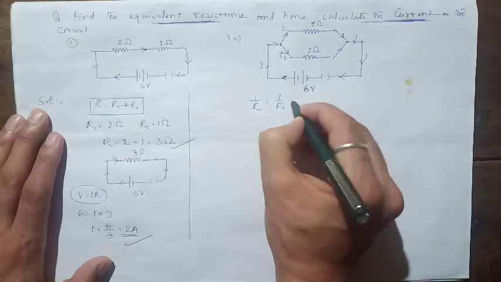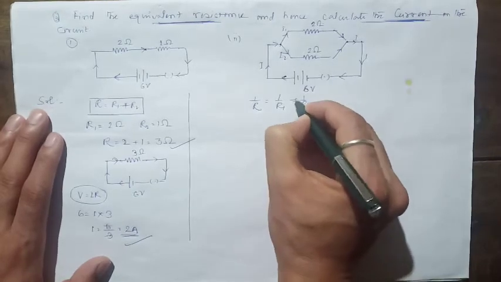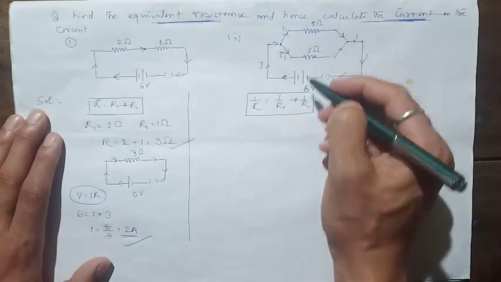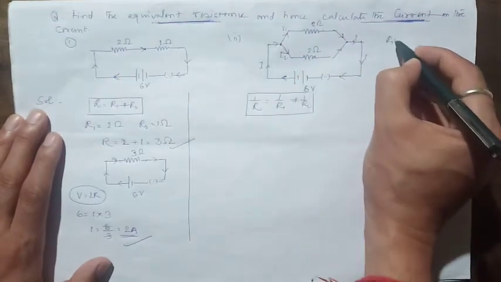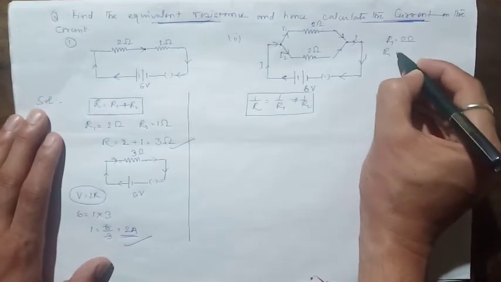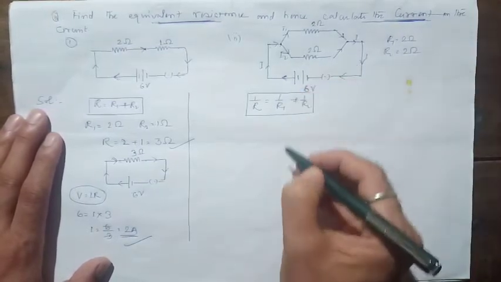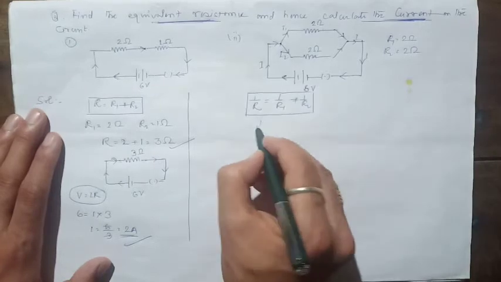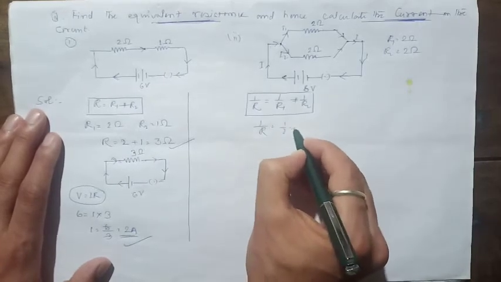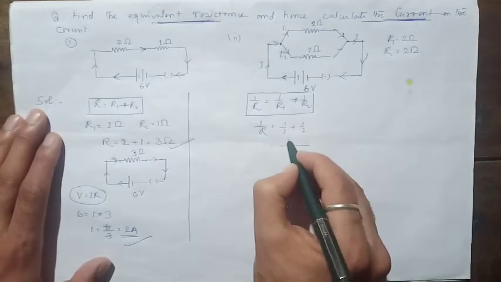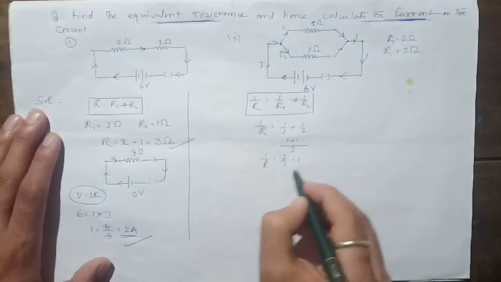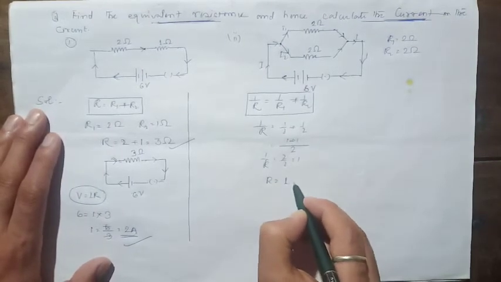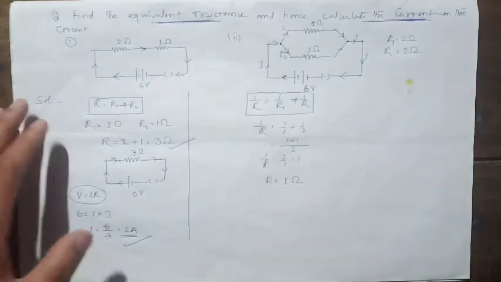So let's say 1 by R equals 1 by R1 plus 1 by R2. This is how we calculate resistors in parallel. So these two resistors are connected in parallel, so this formula will be used. Let's say this is R1, which is of value 2 ohms, and suppose R2 is also of value 2 ohms. So let's substitute here. 1 by R is equal to 1 by 2 plus 1 by 2. Now if you simplify, it will give you 2 by 2 equals 1. So 1 by R equals 1, so you'll get the net resistance as 1 ohm.